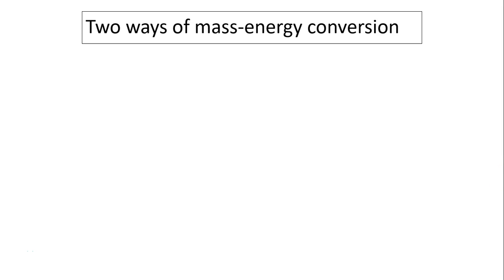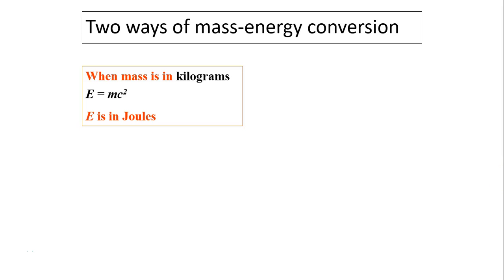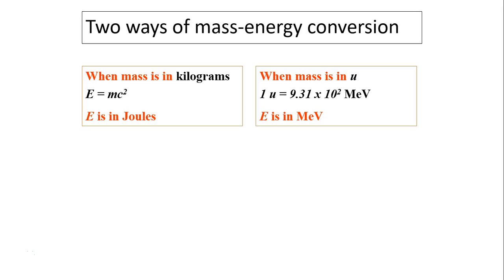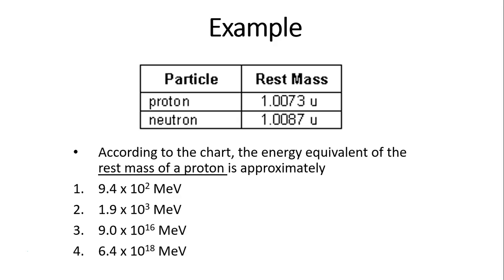Two ways of mass energy conversions are: when the mass is given in kilograms, you use E equals mc squared. When mass is given in U, you use 1U equals 9.31 times 10 to the 2 mega electron volts. Let's do a couple of examples.